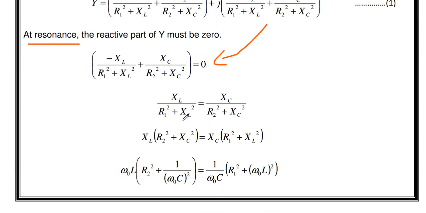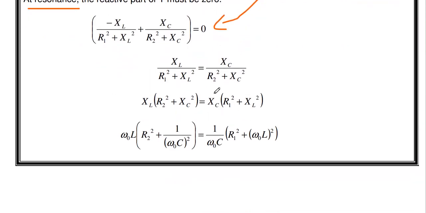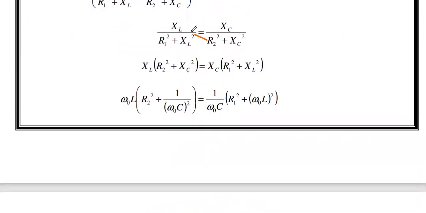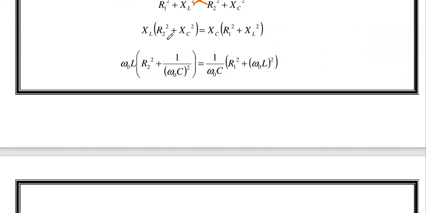Then you give this term to that side. So you may get like this. Then you cross multiply, this one you multiply here, this one you multiply here, so we get XL into this plus XC into this. Now you substitute for XL. What is the reactance of XL? The reactance of XL is equal to omega naught L at resonance. The reactance of the capacitor is equal to 1 by omega naught C. So you substitute XL is this, XC is this.